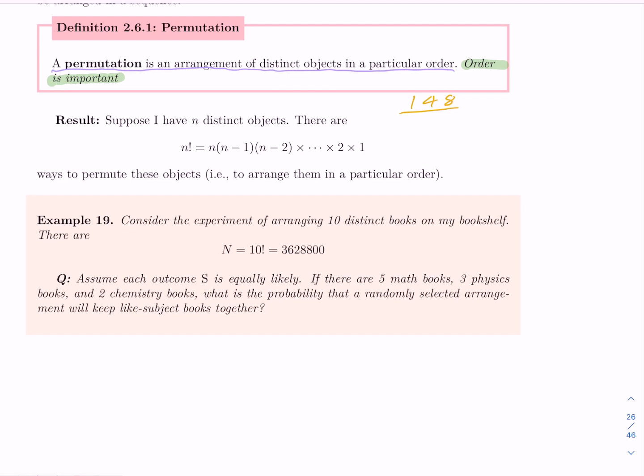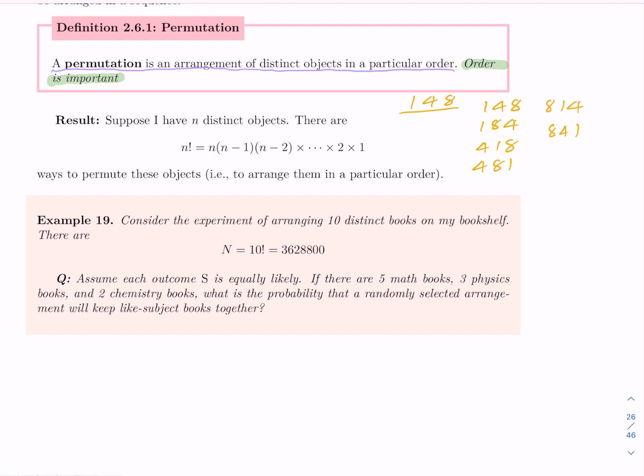As an example, I can say 148, or 184, and 418, 481, and also we can make 814, 841. So there are 6. How do we find this without writing these numbers?